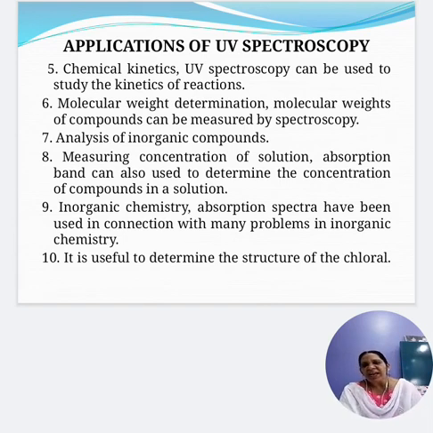It is used for analysis of inorganic compounds. It is used for measuring the concentration of solutions. Absorption bands can also be used to determine the concentration of compounds in a solution. So it can be used in inorganic chemistry. Absorption spectra have been used in connection with many problems in inorganic chemistry. It is useful to determine the structure of chlorophyll. So these are the various application areas of UV spectroscopy.